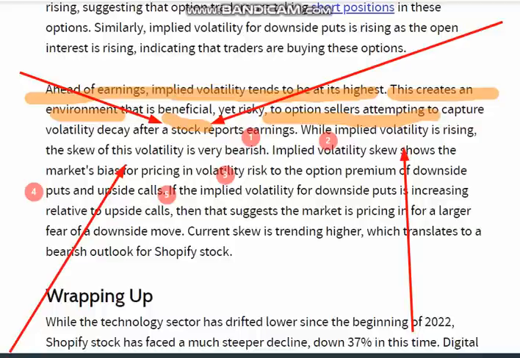If the implied volatility for the downside puts is increasing relative to upside calls, then that suggests the market is pricing in a larger fear of a downside move. Current skew is trending higher, which translates to a bearish outlook for the Shopify stock.